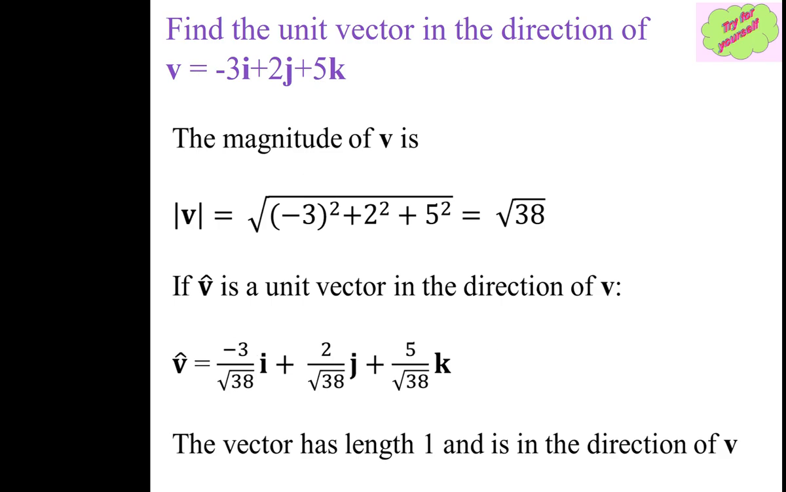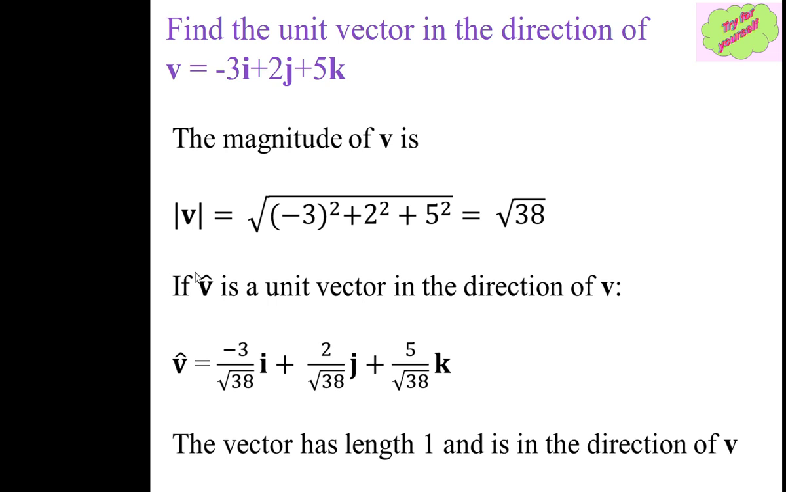Okay. So next example, find the unit vector in the direction of minus 3i plus 2j plus 5k. The magnitude of v, so remember the magnitude of v is using this symbol. This doesn't mean the absolute value, it means the magnitude of v. Using Pythagoras in 3D, we've got minus 3 squared plus 2 squared plus 5 squared. So you've got 9 plus 4 plus 25 gives you 38. Root 38, there's no square number apart from 1 that divides into 38, so just leave it as root 38 units.